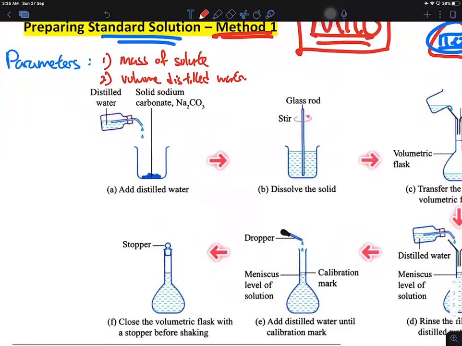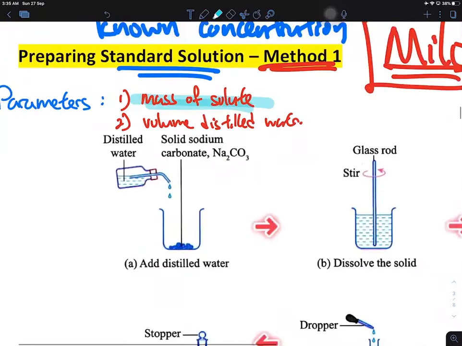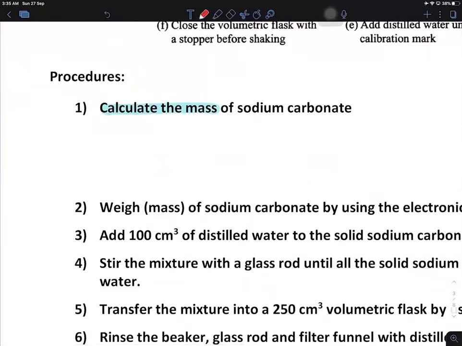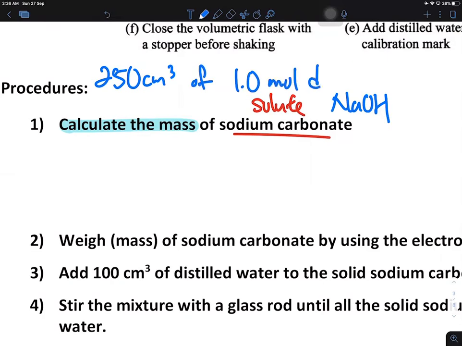So in the process one, what are we going to do? We are going to calculate the mass of solute. Okay, a solute. Different question can be a different example. Let's say in this case, sodium carbonate. In other question, it can be an NaOH. So first you got to calculate. So let's say they want you to prepare 250 cm³ of 1.0 mole per dm³. So I told you that I want to tapao, okay, bungkus this solution, this amount and this concentration of Milo.